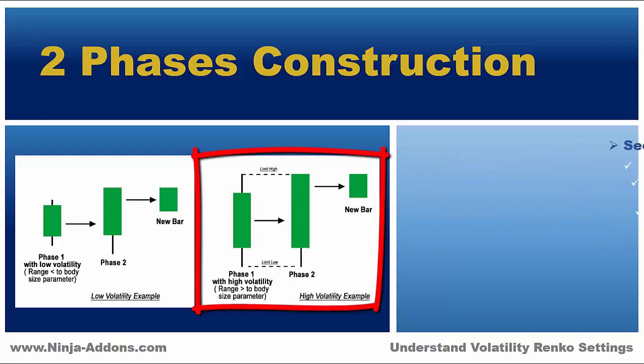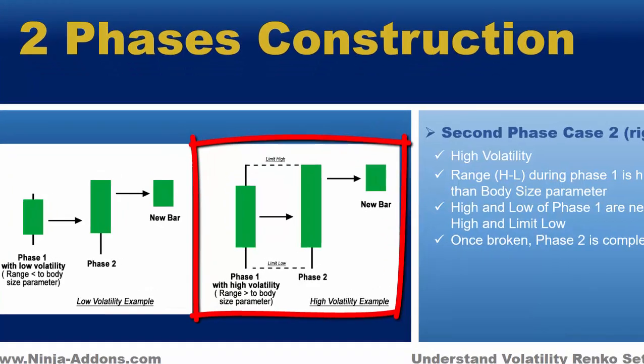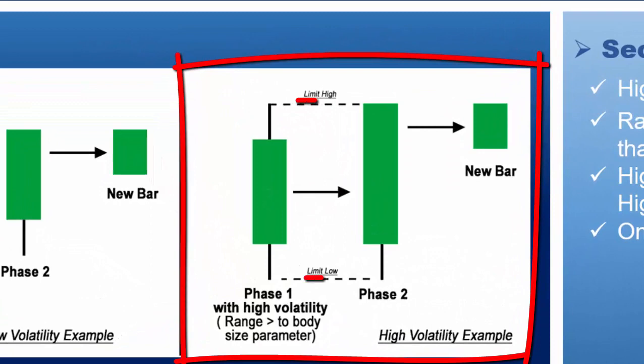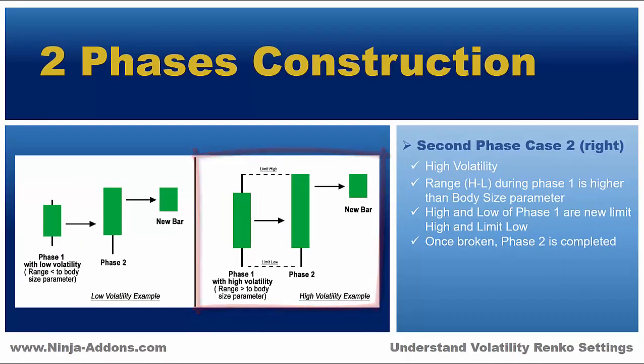While on the other side, which is the right one, the body size during phase 1 exceeded the body size parameter due to high volatility. In this case, the high and the low serve as the trigger levels, and when either the high or the low is broken, the current bar is terminated and a new bar is created. This is why you can see on a chart a big bar that exceeds the body size parameter, and this is how you can see periods of high volatility or market pace acceleration that happen during market news or when a significant support or resistance level is broken.